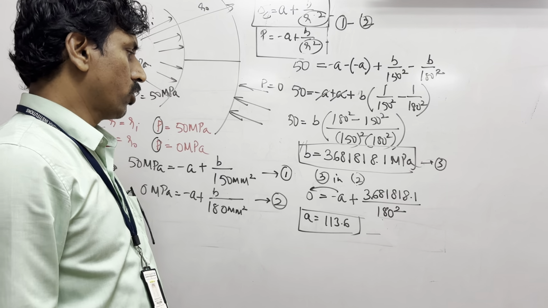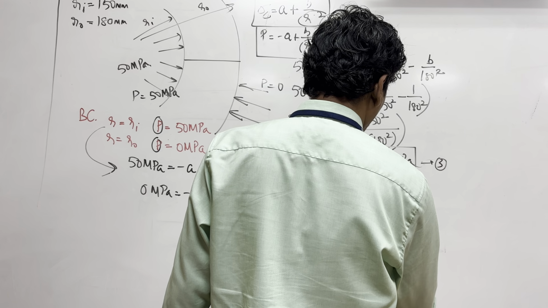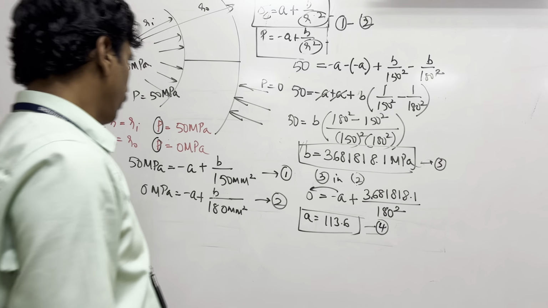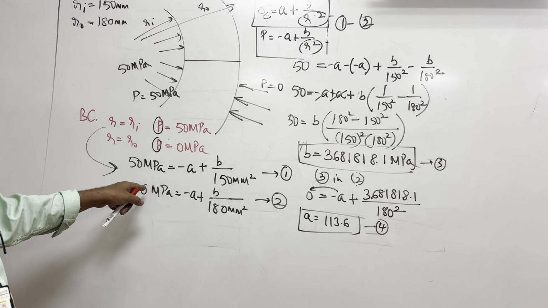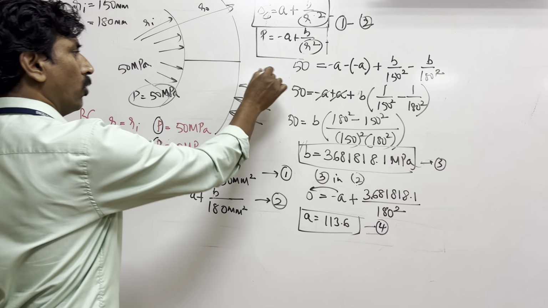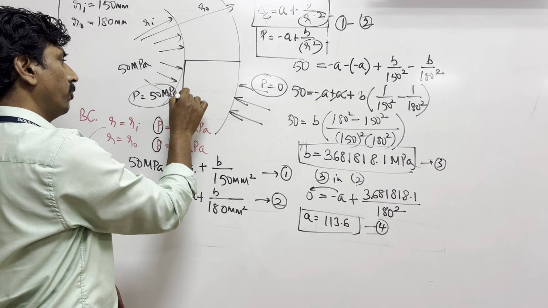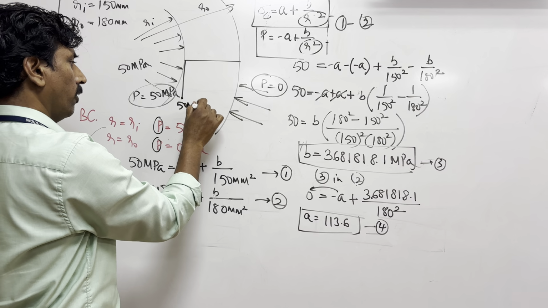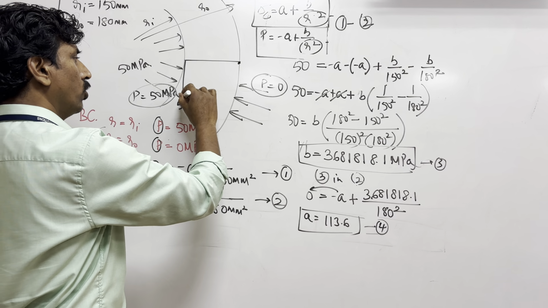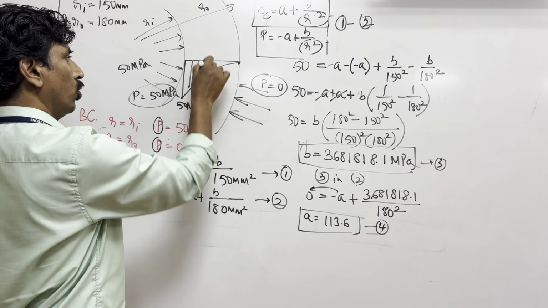So once you have got this value of 2, use this 3 and 4. Now what all don't you know now? So P inside was known, so P outside was known. So P inside is how much? 50. And P outside was 0. So you could actually draw the variation like this.